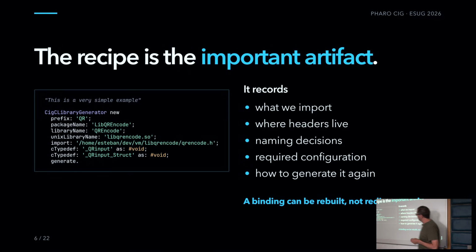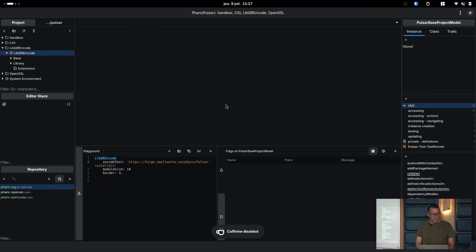This is very simple, and we are going to see it in detail now. It records what we are going to import, where the headers are living, all the names and decisions, the required configuration, and how to generate it again. The idea is to be able to put this in a CI and generate new versions of the library in an automated way. But of course, let's check this a little bit. This will produce an interesting library that I'm going to show in more detail.